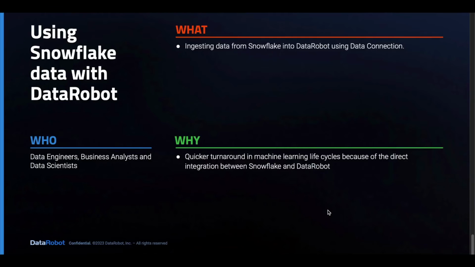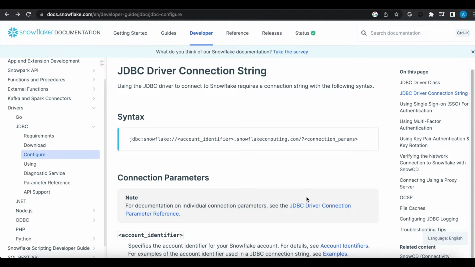In this video, we will see how users can use Snowflake data in DataRobot to build machine learning models. Using data connections available in DataRobot, users can ingest data from Snowflake directly into DataRobot without the need for any external tools. This helps in reducing the turnaround times in machine learning projects. For this example, we will be using JDBC-based connectivity.